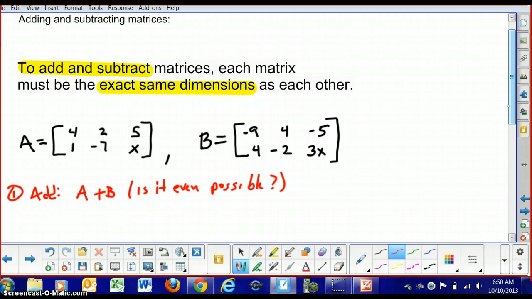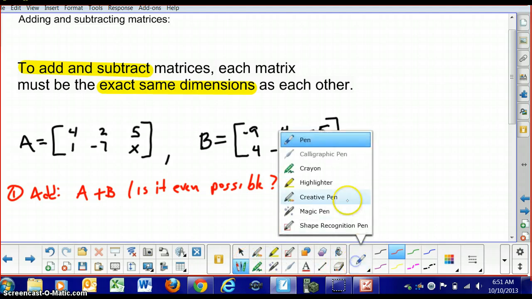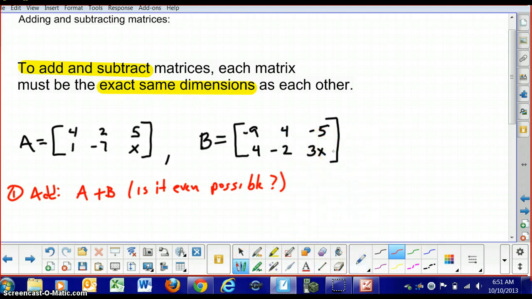In order to add and subtract matrices, the only thing you need to really make sure of is that the matrices have the exact same dimensions as each other. So if I wanted to add matrix A to matrix B, the first thing I would need to ask myself is, is it even possible to add these together? Because it's only possible if they have exactly the same dimensions. So when I look at these matrices, let's see the dimensions of matrix A. Okay, matrix A is a 2 by 3, matrix B is a 2 by 3, and so therefore, yes, I can add and subtract these matrices.